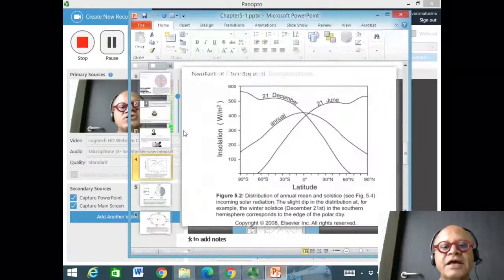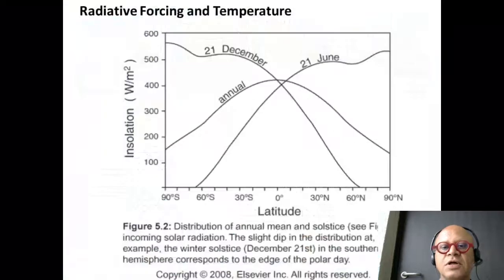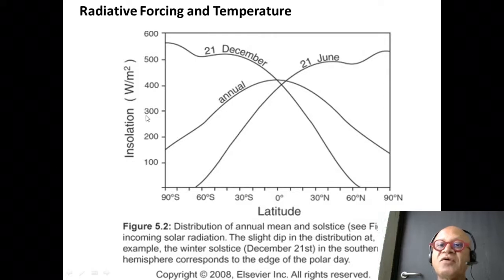So let's go back to this PPT again and look at radiative forcing and temperature. Okay, so this is again the annual mean and solstice incoming radiation. The annual mean is shown here. This is insolation, which is the incoming shortwave energy from the sun. Remember the energy balance we did in the second chapter.